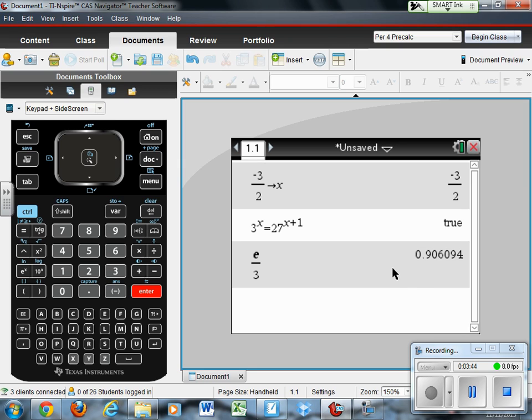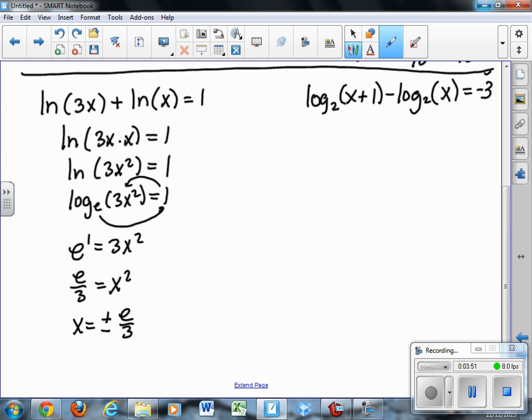And if I made that negative, then I'd be taking the log of a negative number. So I can only use positive e over 3 as my answer.